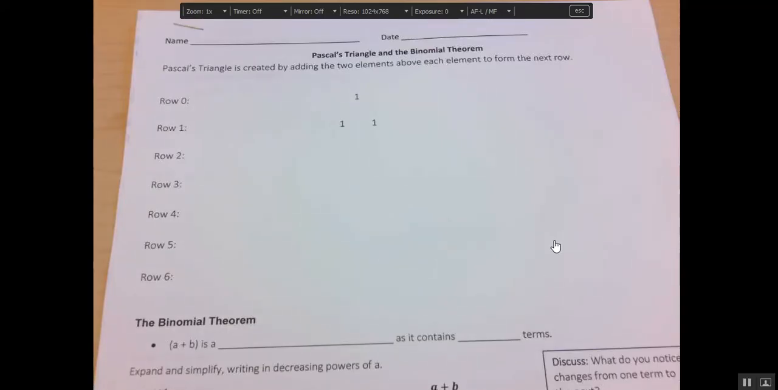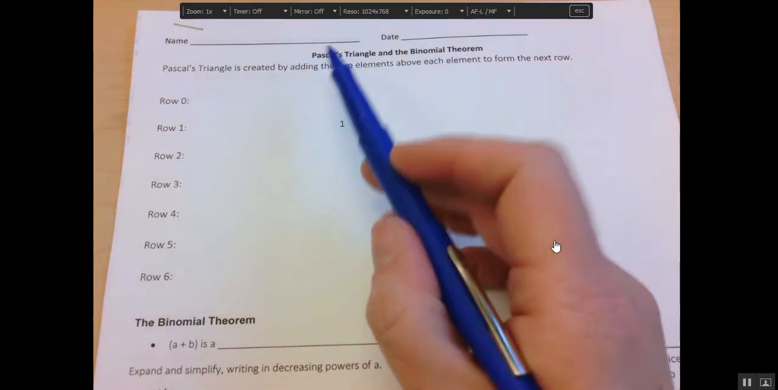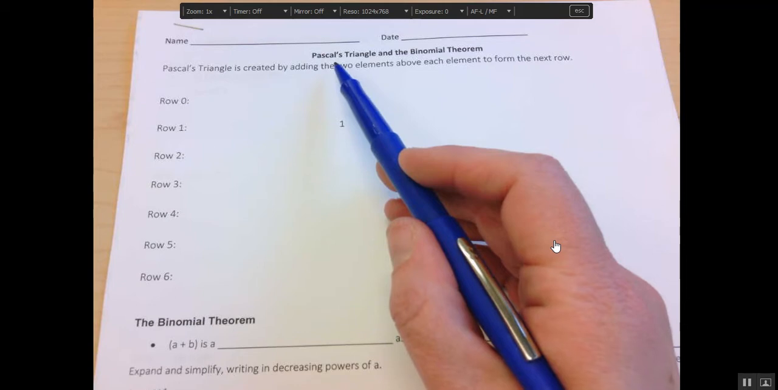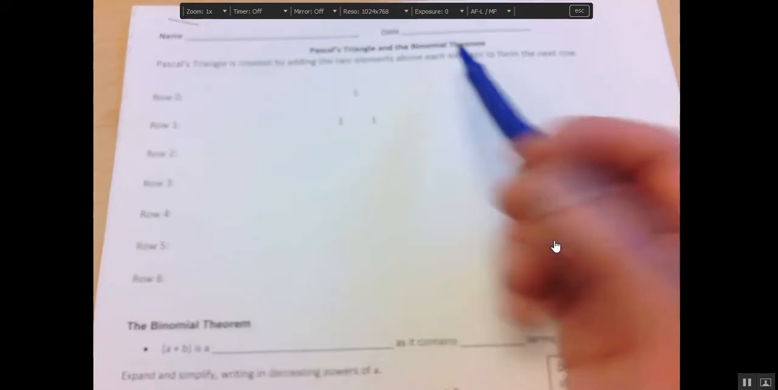Okay, so we're still in our polynomial unit. We're doing day 3 notes. And in day 3, we're talking about Pascal's triangle and how to use Pascal's triangle to expand binomials.